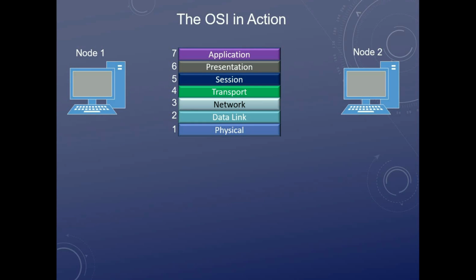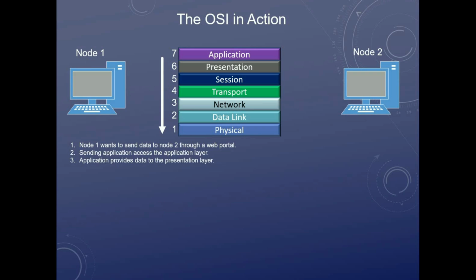So what happens when two machines want to talk to each other? Node 1 wants to talk to Node 2. We'll say Node 1 is going to a website on Node 2. So Node 1 is going to work from the application down to the physical. So Node 1 wants to send some data. We'll say it's through a web portal. This could be anything. So, of course, the application itself is at the application layer.